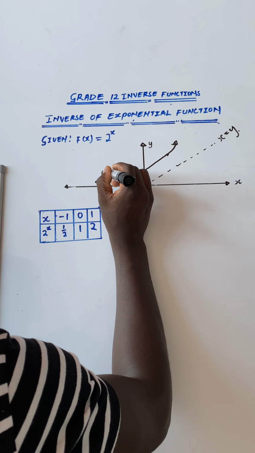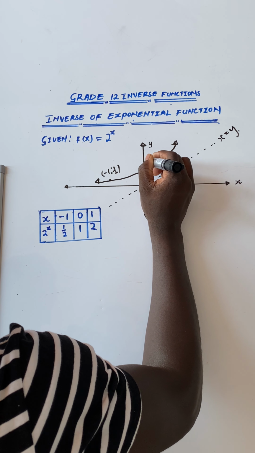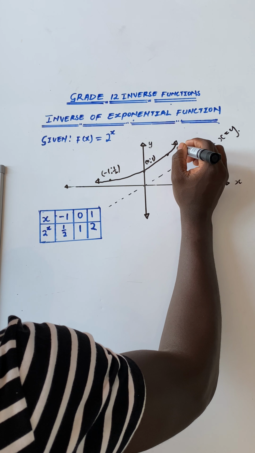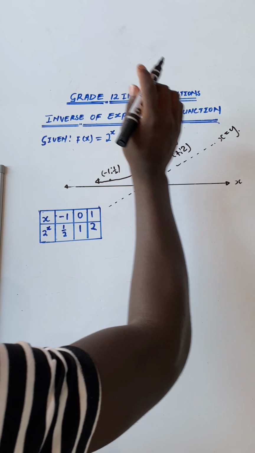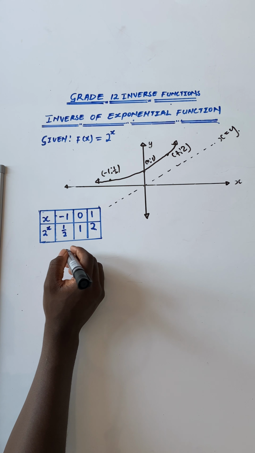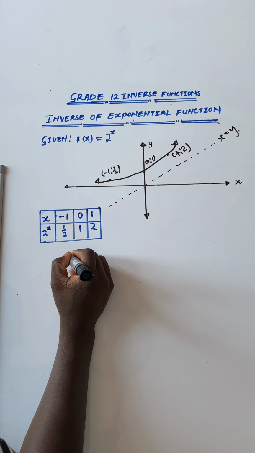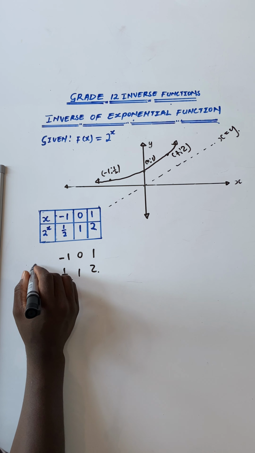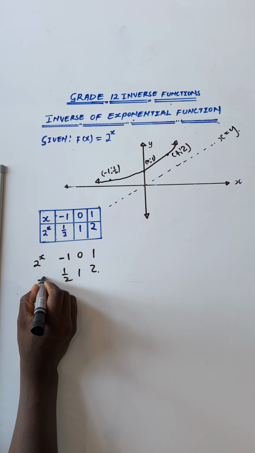Okay, so now let us see what are the points that we have. This is the point negative 1 is to 1 over 2. This is the point 0 is to 1. Then this is the point 1 is to 2. Now what would be the inverse? Remember the rule in terms of inverses: we still have the same values, negative 1, 0, 1, 1 over 2, 1, and 2. The difference now is that the y values will now be the x values, and the x values will now be the y values.